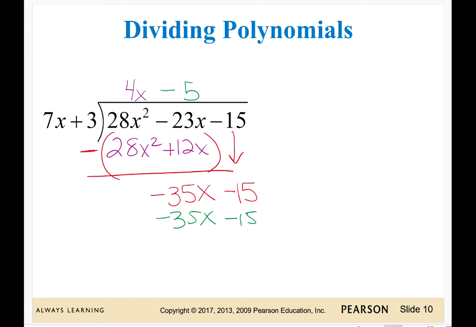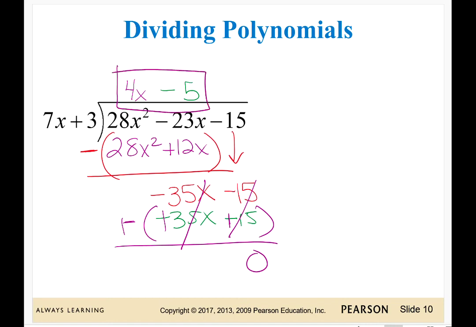And again, you're going to go back and you're going to subtract all that stuff. So subtracting a negative, this becomes adding, subtracting a negative, that becomes adding. So this actually becomes an addition problem. So these go away, and notice these go away, I have no remainder. So that way my answer I know is 4x minus 5.